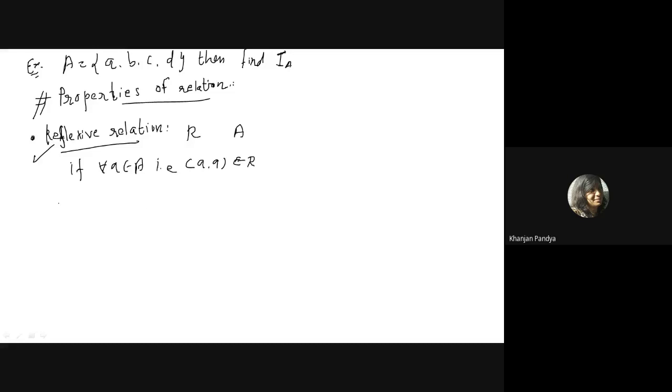Right. Suppose I am taking the set A is equal to {1, 2, 3}. Then I am writing a set and you have to tell me whether it is reflexive or not. Okay. So (1,1), (2,1), (2,2), (3,1), (3,2), (3,3). Is R a reflexive relation or not?